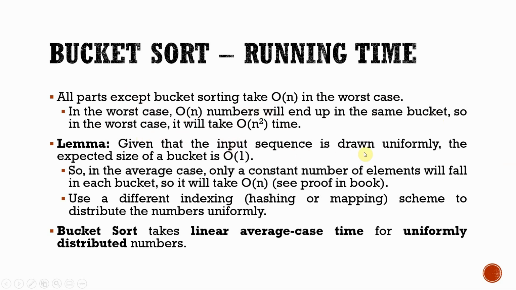Given that the input sequence is drawn uniformly, the expected size of a bucket is order of 1. So in the average case, only a constant number of elements will fall into each bucket. So it will take order of n, right? There are proofs in your textbook that you can see.